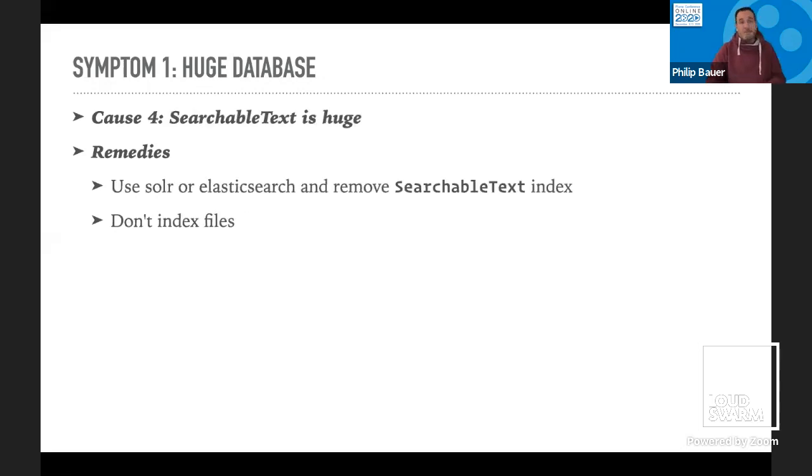So number 4 is the searchable text index. That can be quite a big object if you have a lot of data that is actually indexed. So one option is to remove the searchable text index, replace it with Solr or an Elasticsearch integration. We often use Collective Solr for that. Actually, I never removed the searchable text index because it was not that big for our cases, but I've heard of cases where that is absolutely helpful.